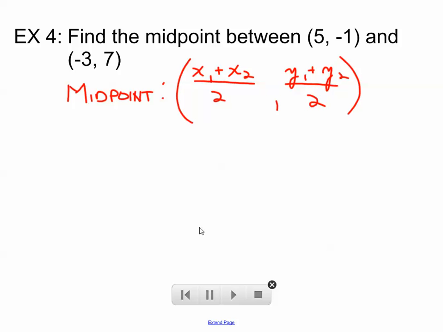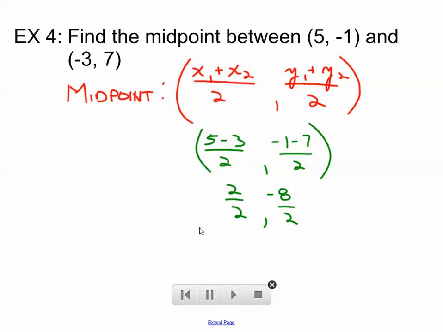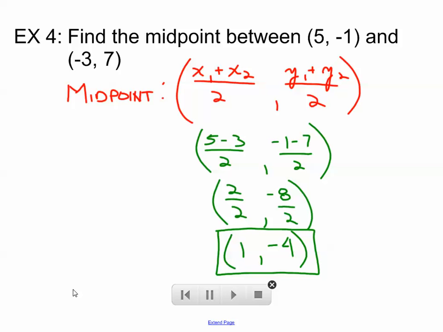So we'll just do 5 plus negative 3, which is the same as 5 minus 3, divided by 2. And we'll do negative 1 minus 7 divided by 2. So we get 2 over 2 and negative 8 over 2. So our midpoint, halfway between those 2 points, would be 1, negative 4. If you want to check it, grab a coordinate plane, plot the 2 points, and plot 1, negative 4. You'll see that 1, negative 4 is the same distance from 5, negative 1 as it is from negative 3, 7.